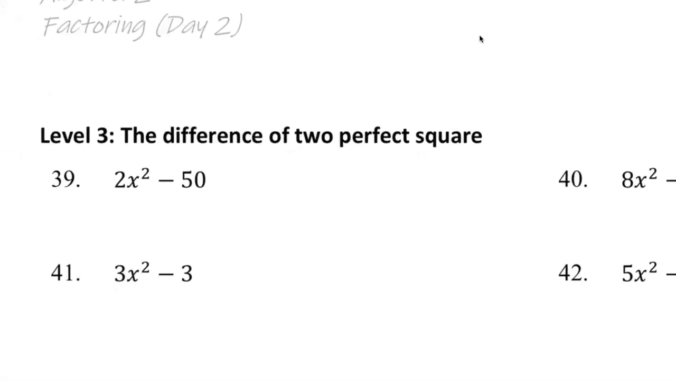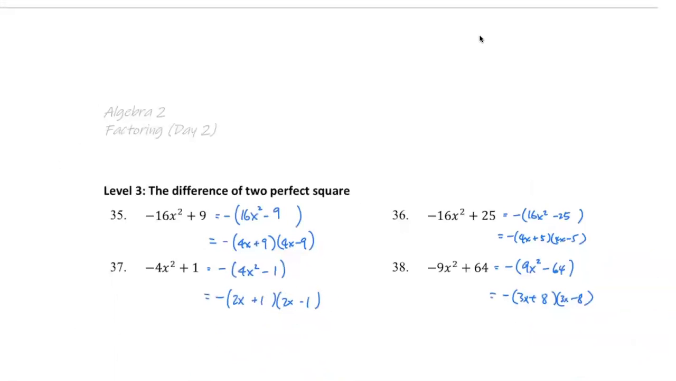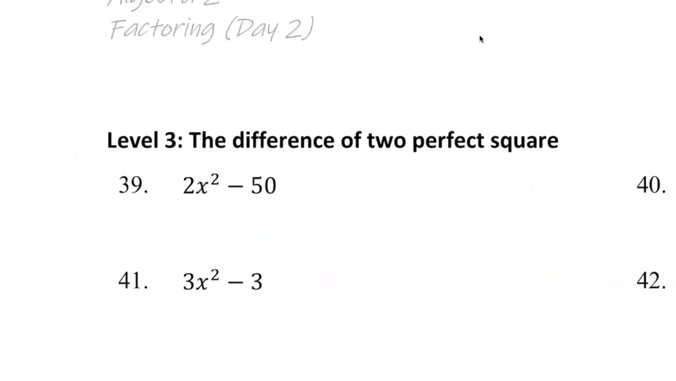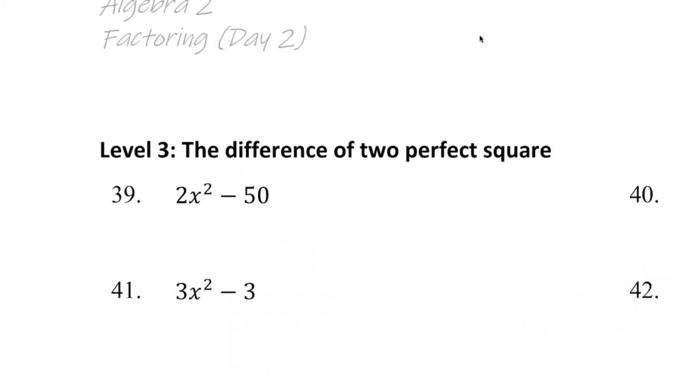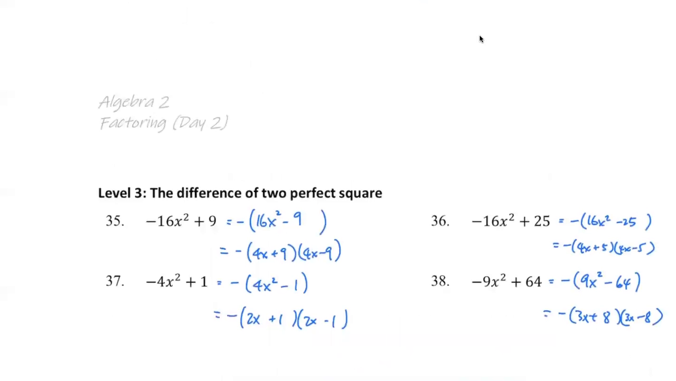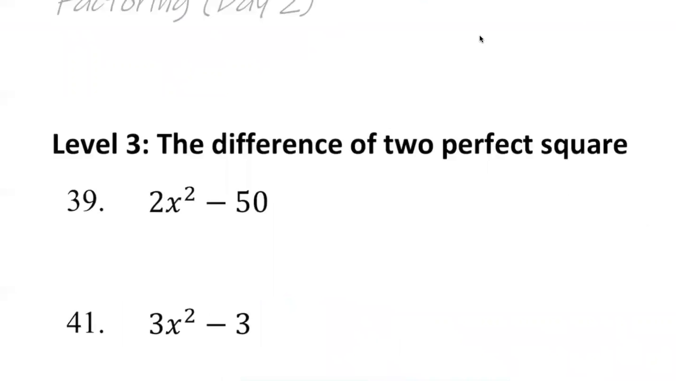All right, so number 39 through 42. Now, for number 39 and 42, we've got two terms only. It seems like the ones that we have done earlier, right? And then that's a little problem. The problem is that they don't look quite like the numbers that we have seen just now, because the earlier numbers were all perfect squares, right? 16, 9, 25, 64. We don't see those perfect numbers. So what's going on now?